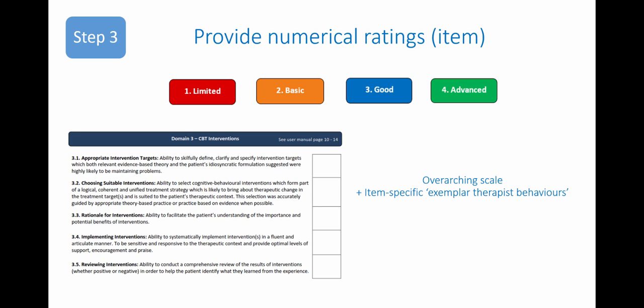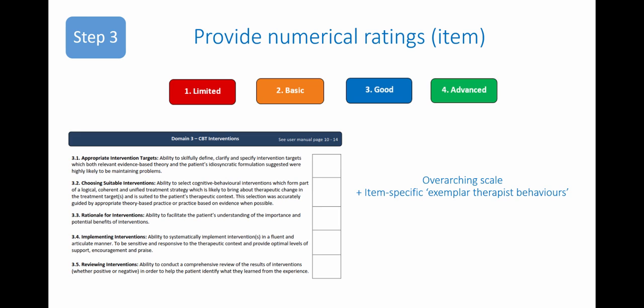You'll see in your manual and feedback form that we've provided overarching scale descriptors to explain what we mean by limited, basic, good and advanced. We've also provided item-specific exemplar therapist behaviours. These are concrete examples of behaviours consistent with each scale point within each item. These exemplar behaviours are intended to provide a bit more guidance as to the type of performance which is consistent with each point on the rating scale for each particular item.